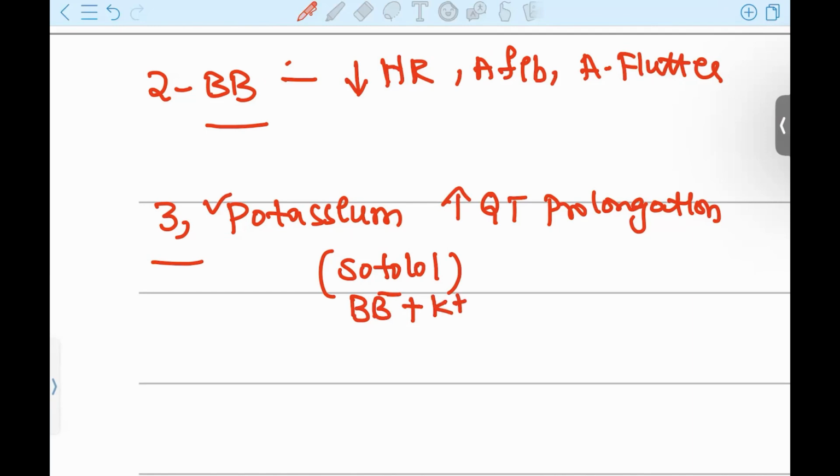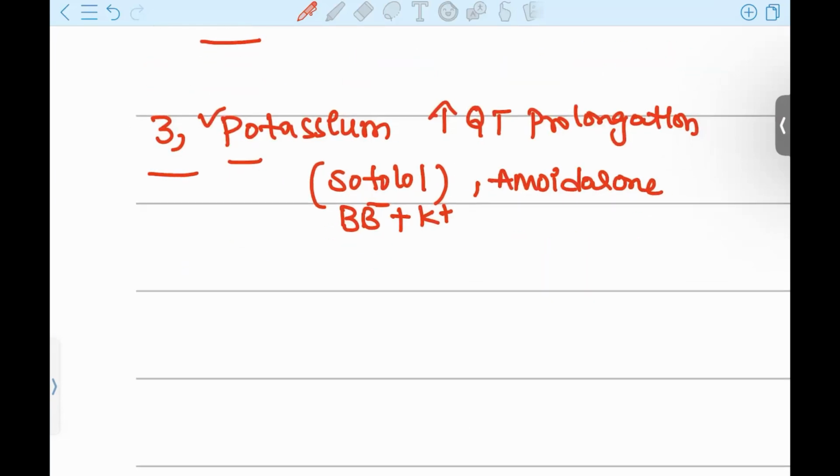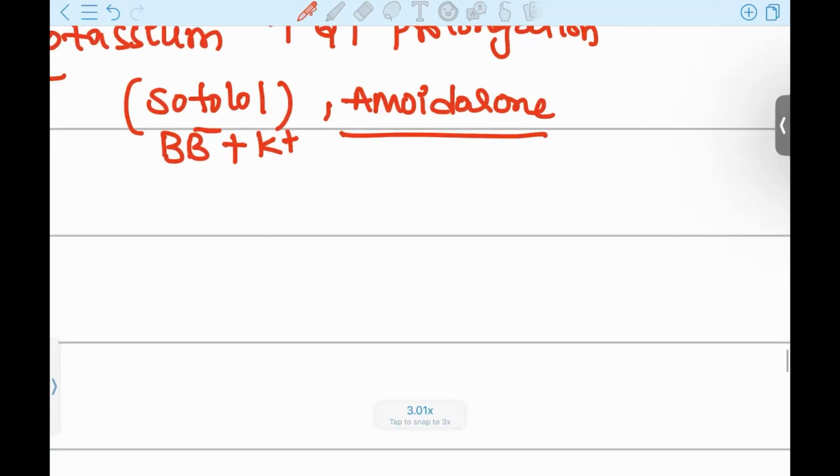So that's why sotalol is considered in the classification of the potassium channel blockers. And the famous drug is your amiodarone. Amiodarone is more arrhythmogenic, with more QT prolongation caused by this drug. Again, if you go with the side effects, this is the commonly asked. What are those side effects, guys?